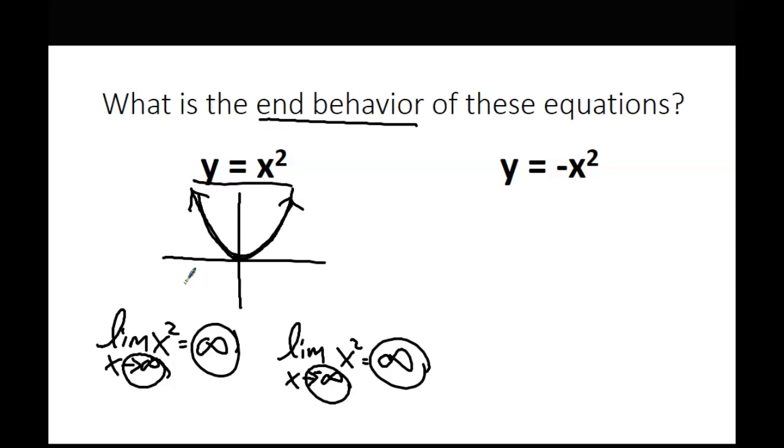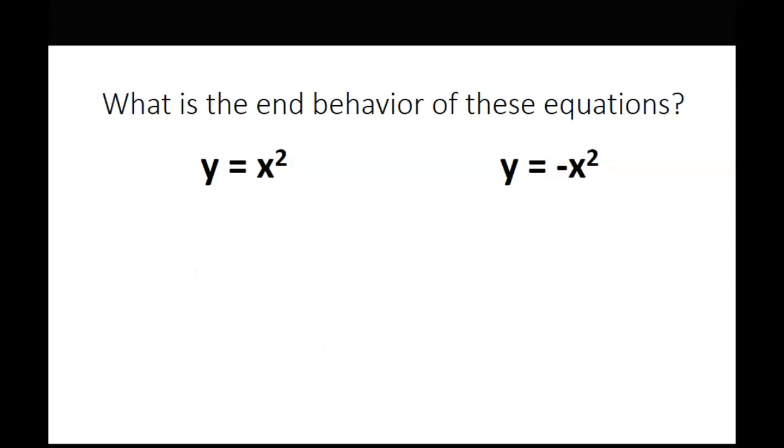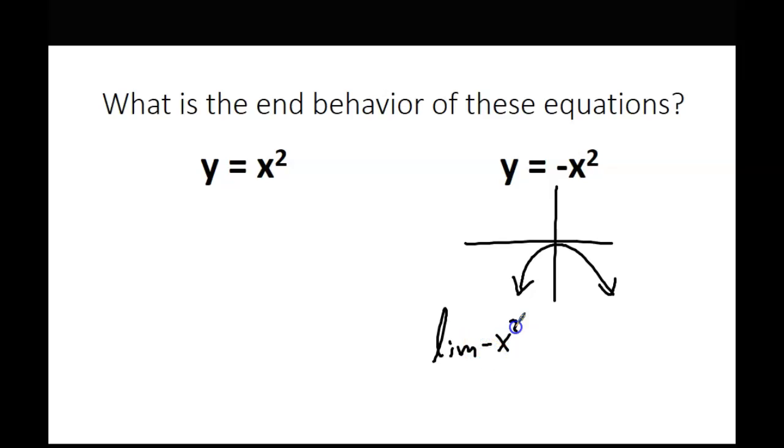Okay? So let's take a look at the next one here. Now, you guys know what this one looks like. Negative x squared is going to be upside down. So see if you guys can help me out here. What is the limit of this function? I guess I'll put negative x squared. What's the limit of negative x squared as x approaches negative infinity? Now, remember, that means I'm going to the left. So as I go to the left, what's the limit? What's the y value approaching? Well, it's going down, right? So that would be negative infinity.